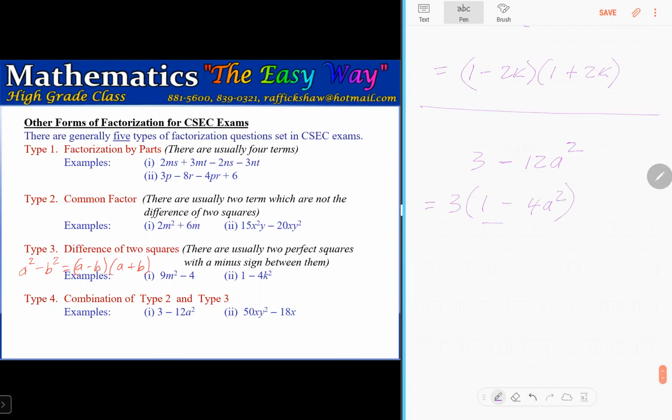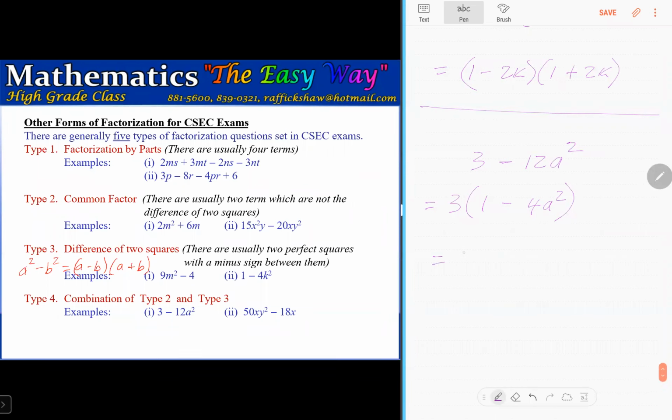And then what you have inside the bracket is the difference of 2 squares, and you have to see it. If you don't see that, you're going to lose marks in the exam. If you just leave this as the answer, you're going to lose marks, because the question will say factorize completely, meaning you have to factorize until you can't factorize any further. And this can be factorized more because the bracket has a difference of 2 squares in it.